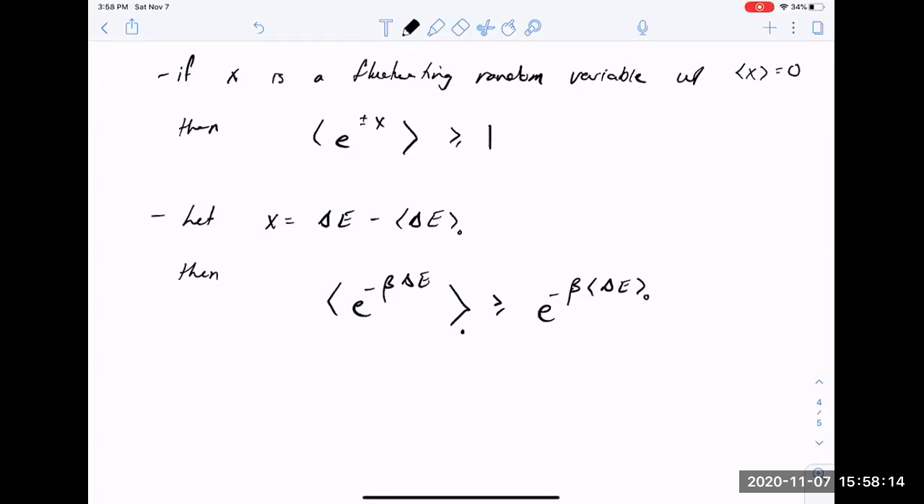Plugging in our relationship for x and noting that an average inside an average is just a constant, I can move it to the other side. Now, that delta E, for example, could be our correction from our mean field theory, in which case we would have a bound on the partition function as a product of the mean field partition function or any reference partition function, and e to the minus beta, the average energy in that reference. These statements of convexity are known as Jensen's inequalities.